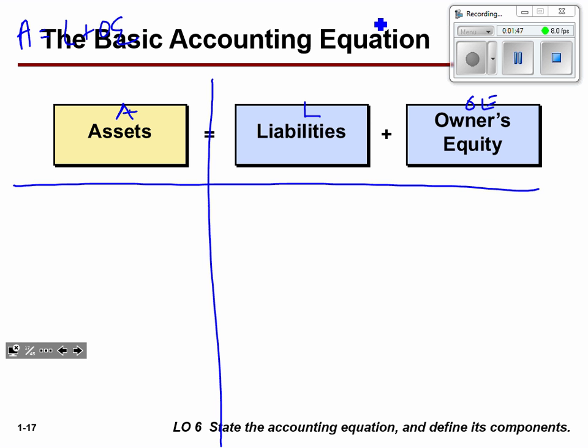Assets are what you own as a business. Liabilities are what you owe as a business. And you can also put this into your personal life. What do you own? What do you owe? And that, what's called residual equity, is then what you are worth.